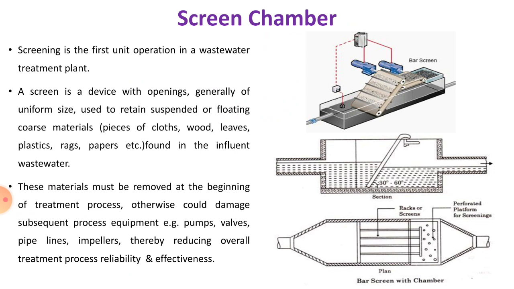These materials must be removed at the beginning of the treatment process, otherwise they could damage the subsequent process equipment, for example pumps, valves, pipelines, impellers, thereby reducing overall treatment process reliability and effectiveness. So here you can see the picture of the screen chamber. Here the screen is provided at an angle between 30 degrees to 60 degrees to provide a maximum surface area for the removal of floating matter.